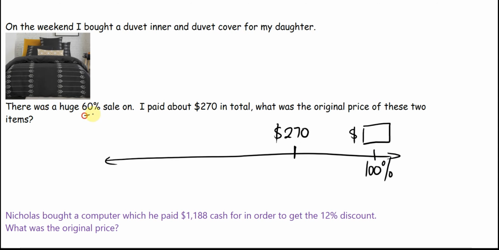If there is a 60% sale on, that means I'm taking 60% off. So in effect, I'm actually finding a reduced percentage of the original amount. So 100% minus 60% will give me 40%. So 40% is what I actually paid. So 40% of the original amount is what I actually paid, which was $270.